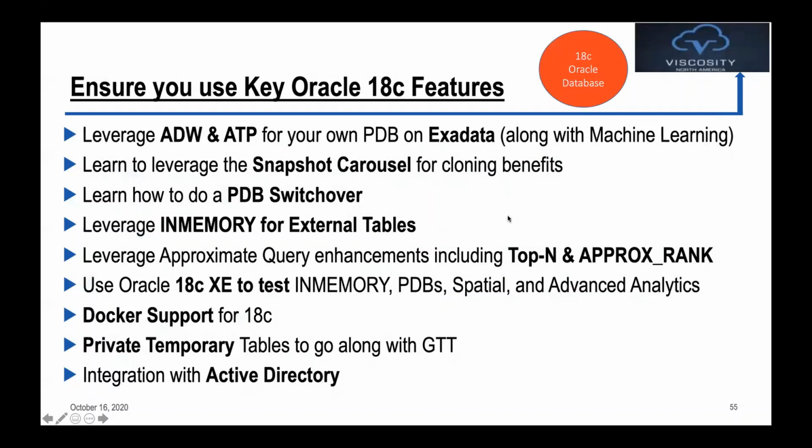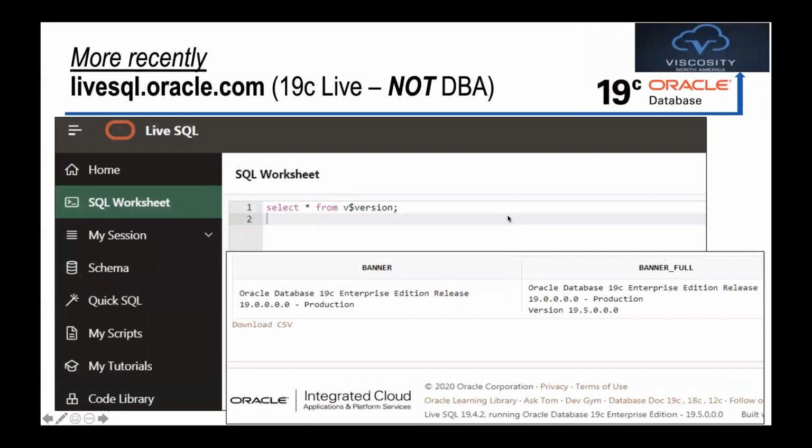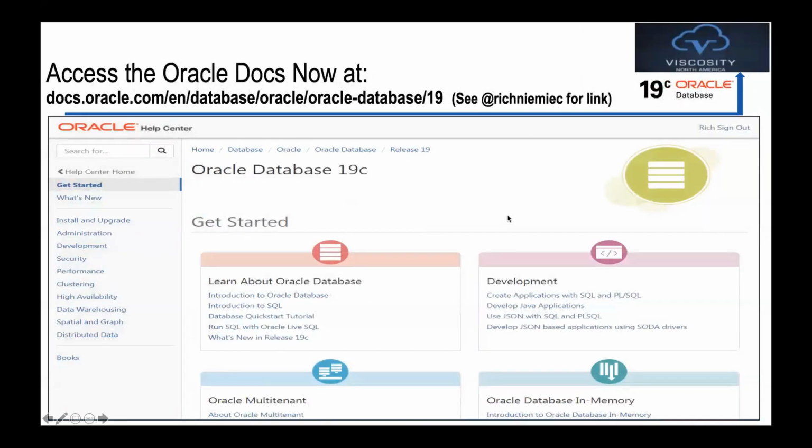Now in 18, they also came out with autonomous database, where it builds a pluggable database on Exadata in the cloud, and I can play with machine learning, which is very, very nice. And you can see some of the other things like in memory for external tables and so on. If you want to try out 19c, you just have to go to livesql.oracle.com. You can see the current version that's out there. Tried this recently. And you can try out some different commands.